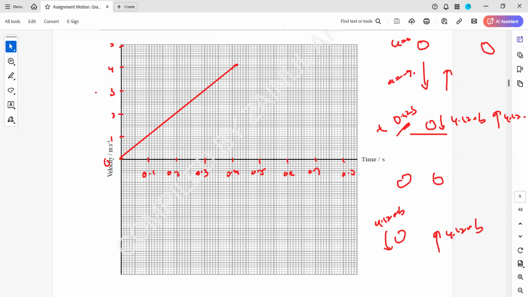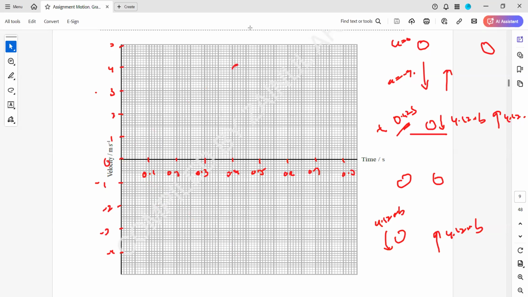If you consider the downward velocity as negative and upward as positive, it's the same thing. Say this is -1, this will be -2, -3, -4. So if I consider downward as negative, I will have the same result, but the graph will start with a negative, and at 0.42, it will be minus 4.12 meters per second.